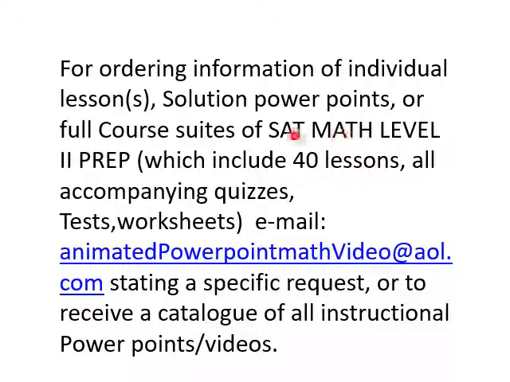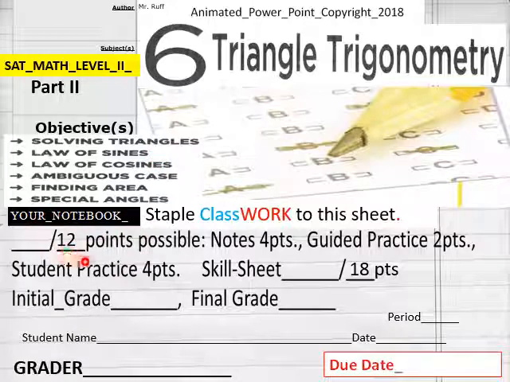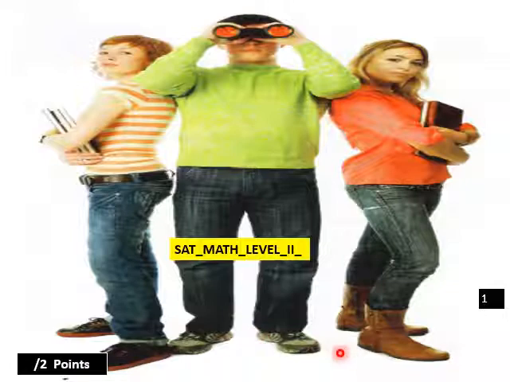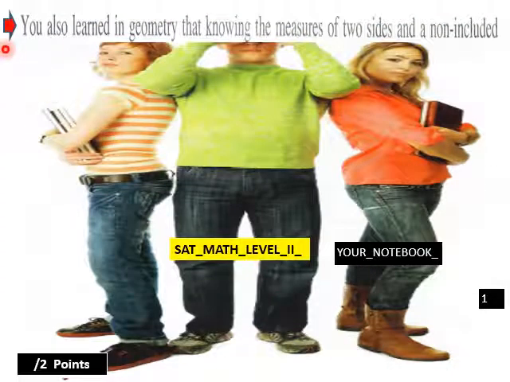Hello everybody, we're getting ready to do SAT Math Level 2 preparation for Chapter 6, which is Triangle Trigonometry Part 2. For this, you will have 12 points on your notebook guide or into your notebooks themselves, and then 18 points on your class worksheet. Have those out. Name, date, period, students in my classroom, due date for onliners, homeschoolers. Let's go right into page 1 here of part 2 of chapter 6.